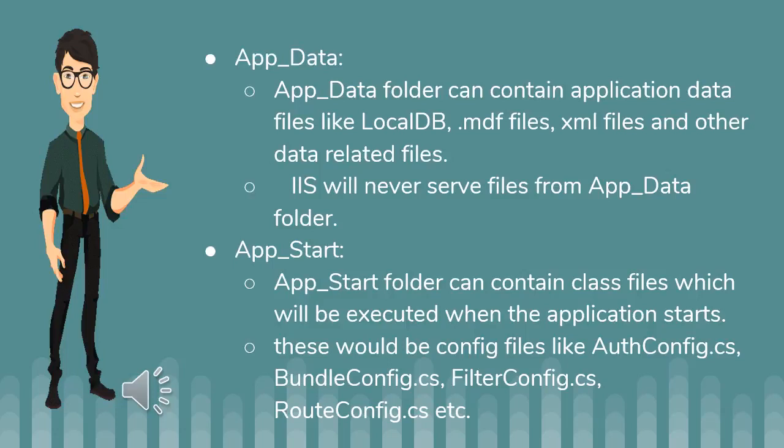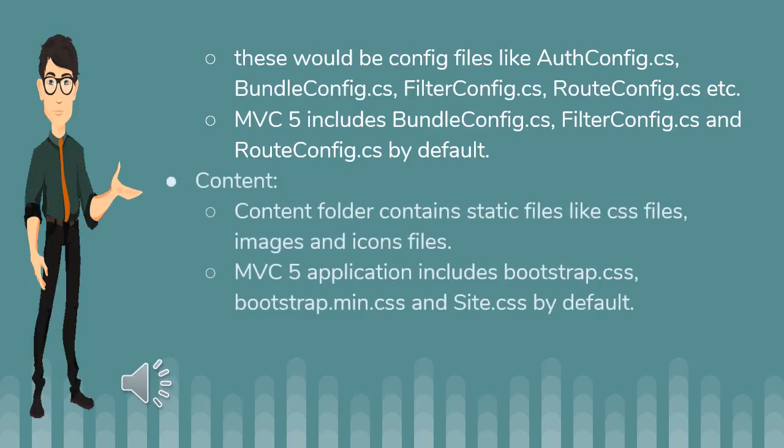App_Start. The App_Start folder can contain class files which will be executed when the application starts. These would be config files like AuthConfig.cs, BundleConfig.cs, FilterConfig.cs, RouteConfig.cs, etc. MVC5 includes BundleConfig.cs, FilterConfig.cs, and RouteConfig.cs by default.